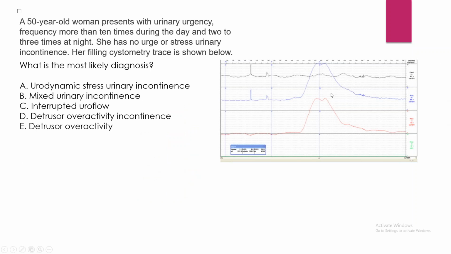If you can't identify it, the first black line is the abdominal pressure, the second line is the vesical pressure, the third line is the detrusor pressure.